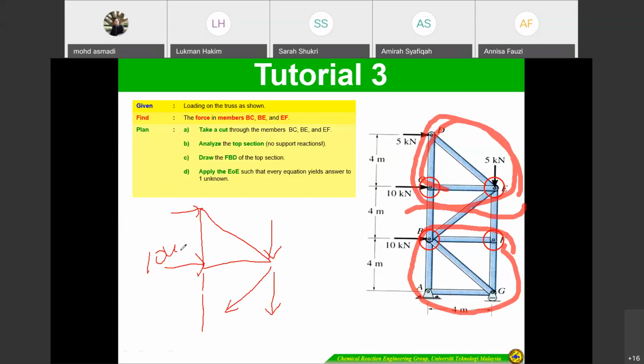This one is 10 kilonewtons. This one is 5 kilonewtons. Please complete this free body diagram. 5 kilonewtons. Okay, and then what else? This one is F. There's an arrow. F CB, since you cut here, right? You cut here. Okay. FCB. Yes. This one FBE. This one FE.